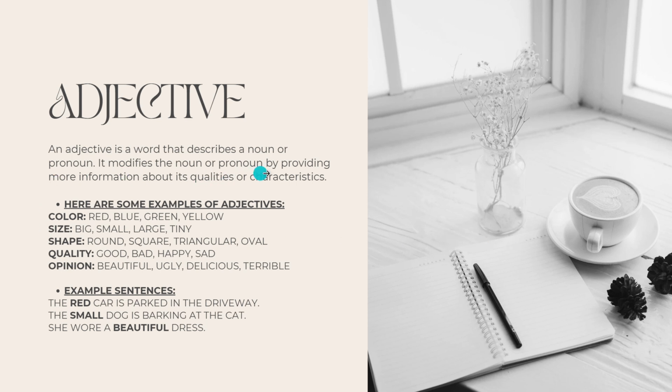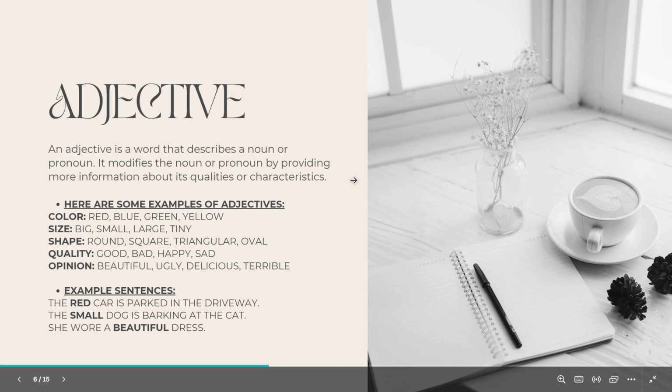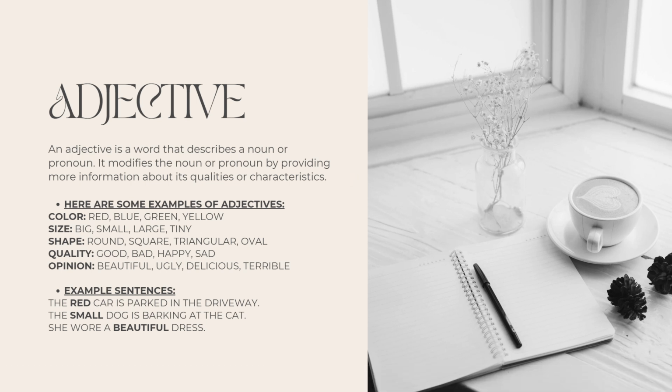An adjective is a word that describes a noun or pronoun. It modifies a noun or pronoun by providing more information about its qualities or characteristics. That means, when we are talking about an adjective, it is describing a particular something, or maybe even not particular, but in a way it is enhancing the thing that we are trying to describe. Adjectives are used sometimes before the noun or even sometimes after a linking verb. Now, some examples: color, size, shape, quality, and opinion.